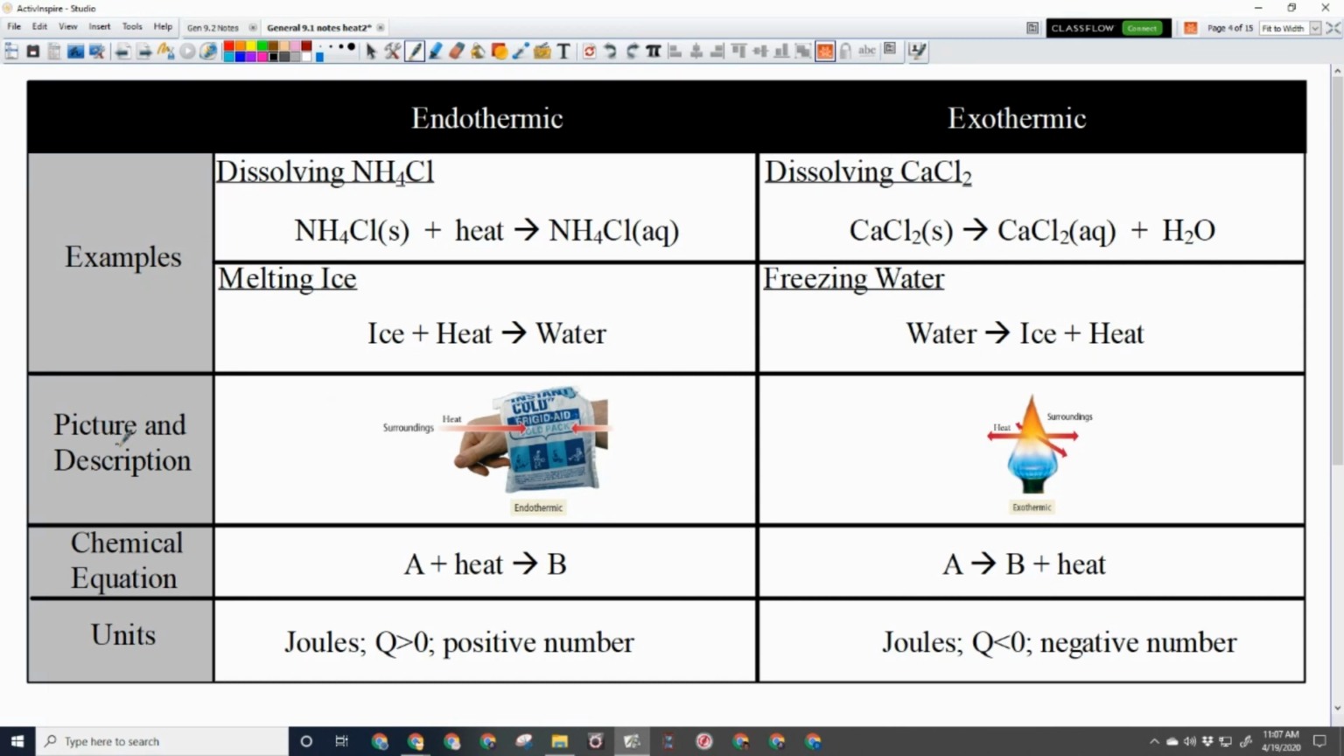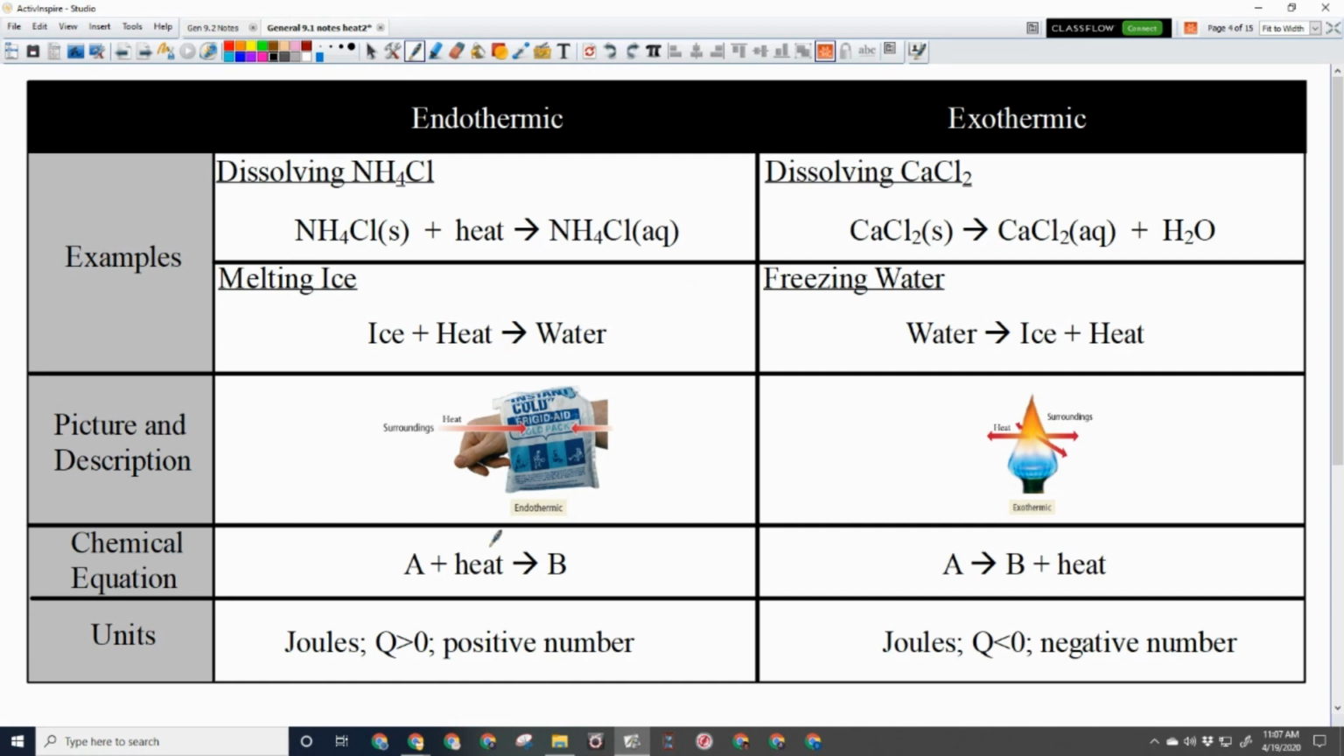All right, and we've already talked about the picture and the description, the ice pack and the burner. So let's talk about the chemical equation. For an endothermic process, you are always going to see heat as a reactant. So here we have A plus heat yields B. Heat is a reactant.